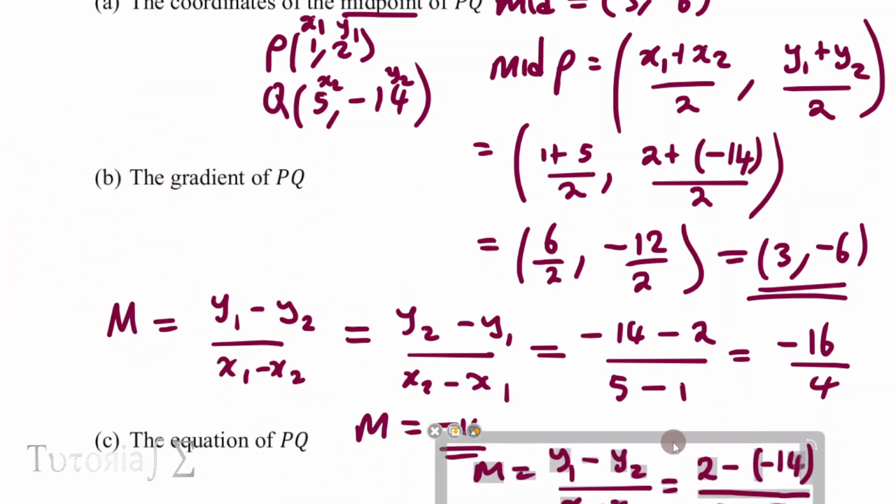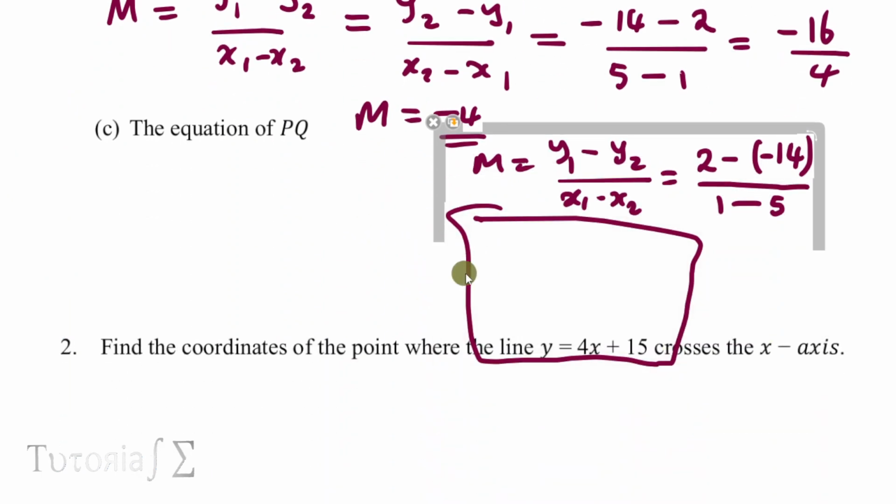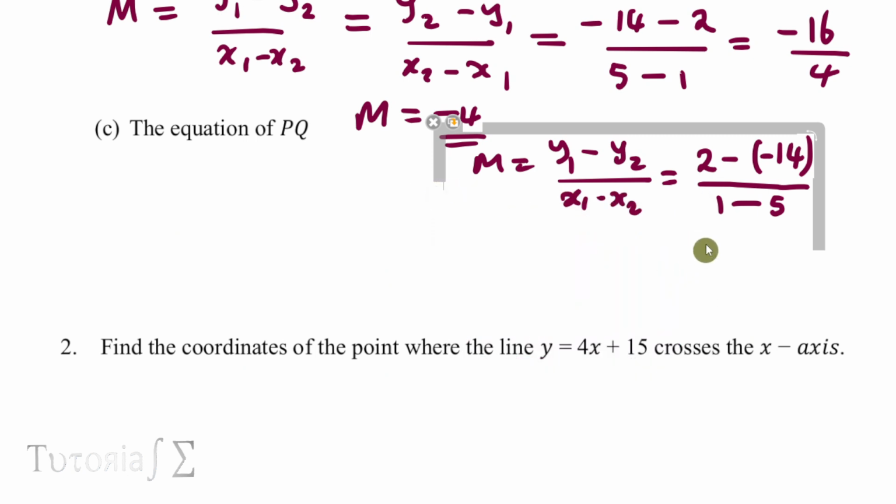Or let me put it down here. I'll erase it anyway. So we'll do this. Okay, so here we can simplify this now. So we can say negative times negative, that will give us positive. So it will be 2 plus 14 divided by 1 minus 5.